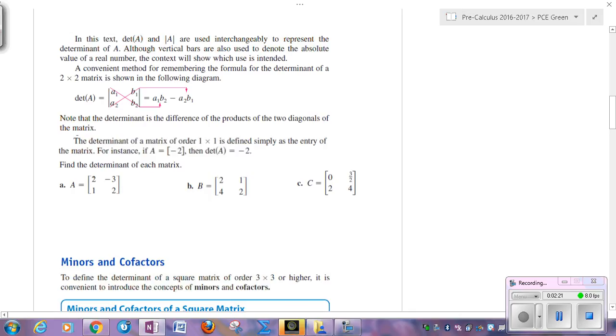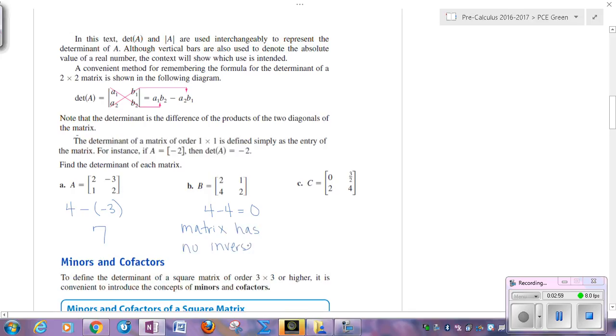So when you multiply diagonally, you're going to do 2 times 2, so that's going to give you 4. And then you're going to subtract 1 times negative 3, which is negative 3. And that's going to turn into 4 plus 3. So the determinant for this is going to be 7. Okay, and then that's all you have to do. Now in the next one, when you multiply, you get 4 minus 4, so that gives you 0. So when you have a determinant of 0, it means that the matrix has no inverse. So this matrix has no inverse.